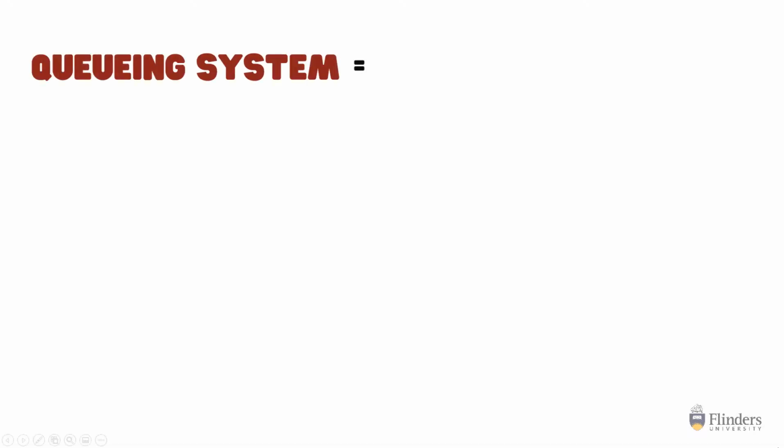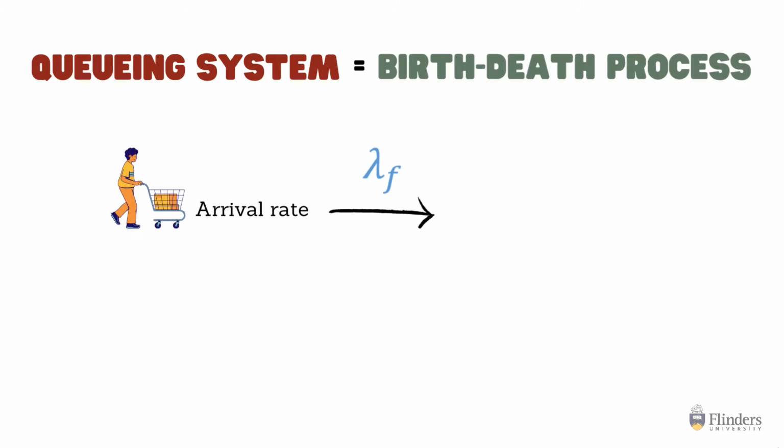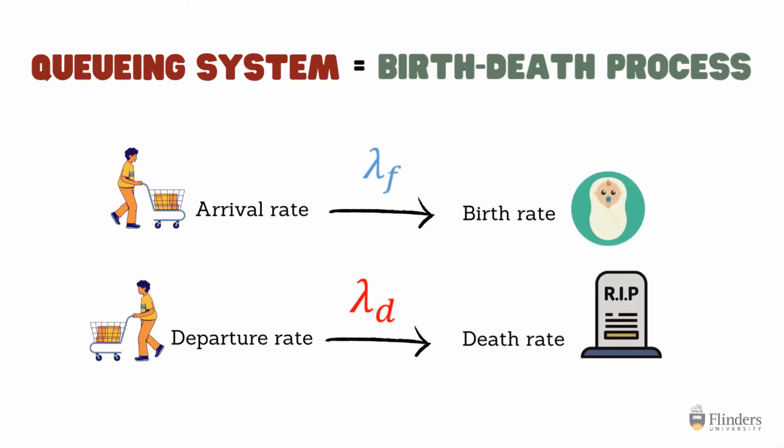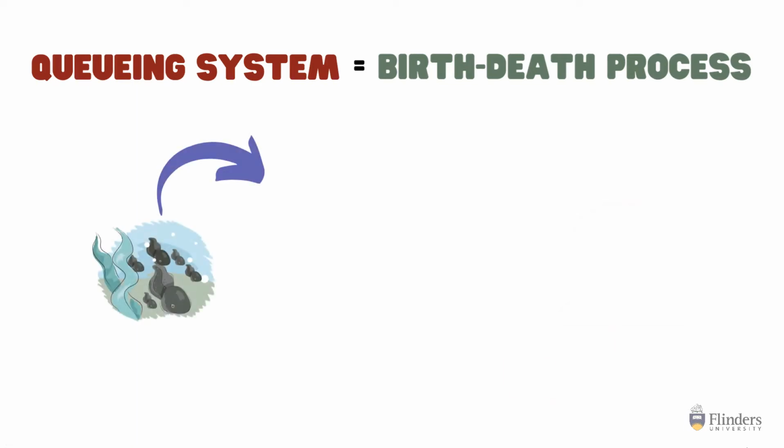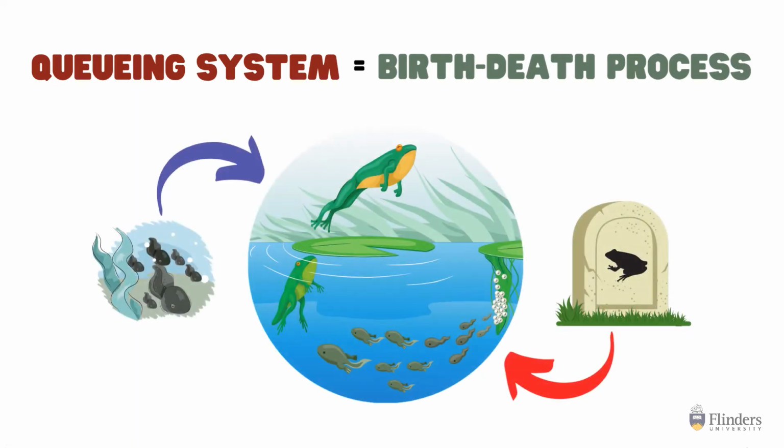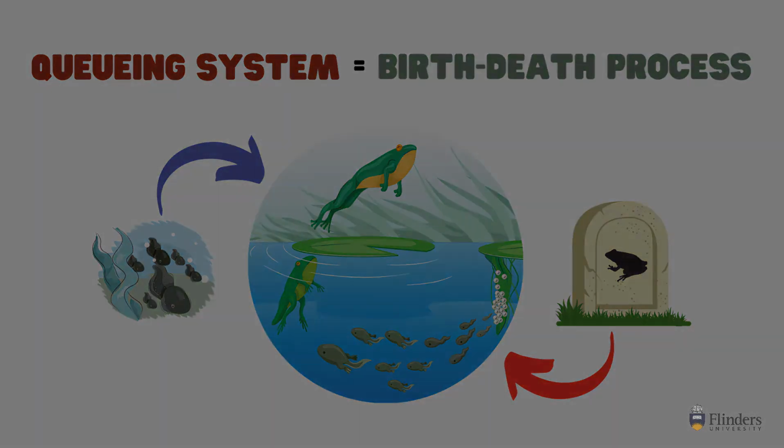These queuing systems are also called birth-death processes, as the rate of arrivals, lambda f, can analogously describe the rate of births in any given system, while the departure rate describes how quickly entities die. This terminology makes more sense if we're considering populations in nature. For example, studying how the births and deaths of frogs influences the overall population of frogs in a pond.